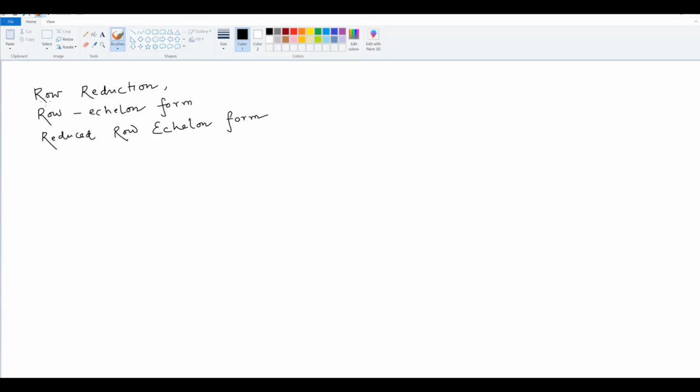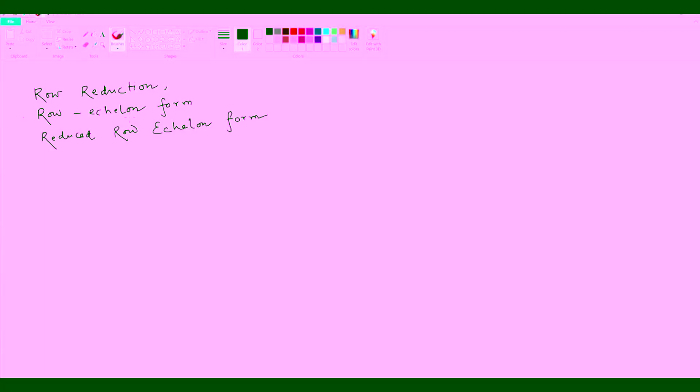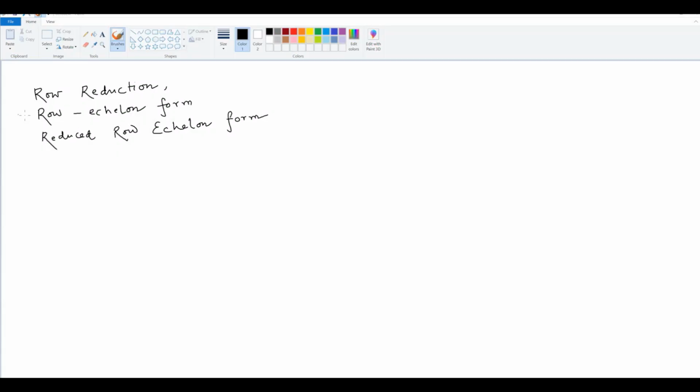Today we will learn about the row reduction techniques in matrix. Normally there are two, apart from the Gaussian elimination process, there are two other techniques which are very popular and important. One is row echelon form. This is, I will say, a good technique. This one, reduced row echelon form, is kind of the best technique.